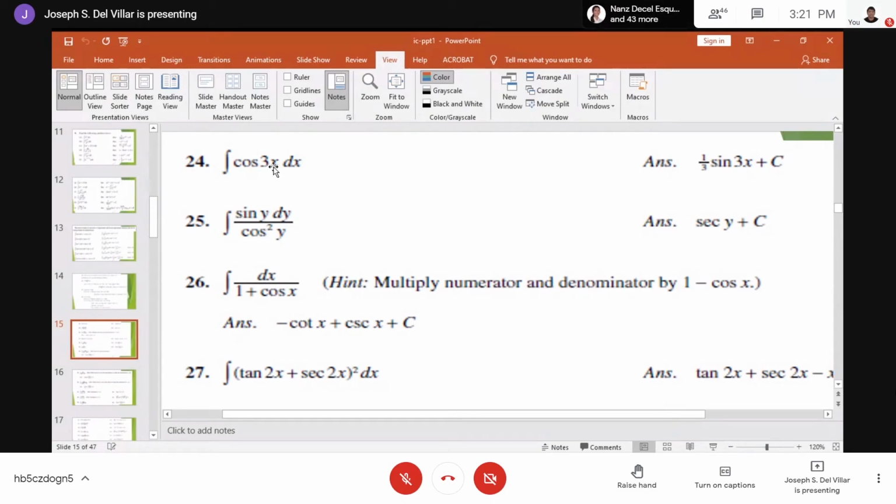Di ba? Ito yung angle 3x. What is the differential of 3x? 3dx. Yes, 3dx. So what is missing? 3. Yes, 3. So introduce nyo yung 3, introduce nyo yung 1/3. Exact na siya. So apply the formula.